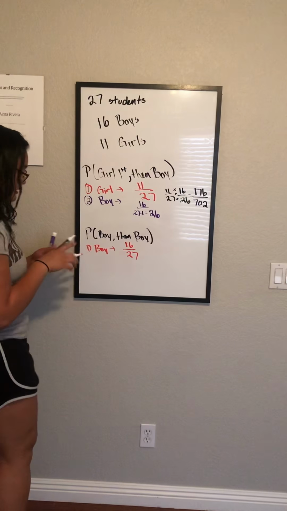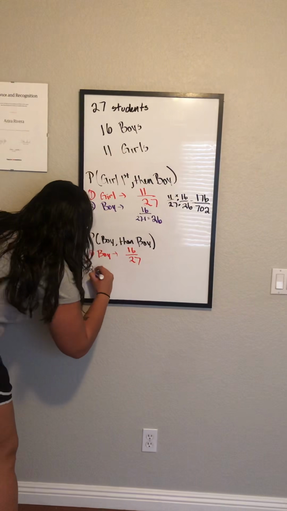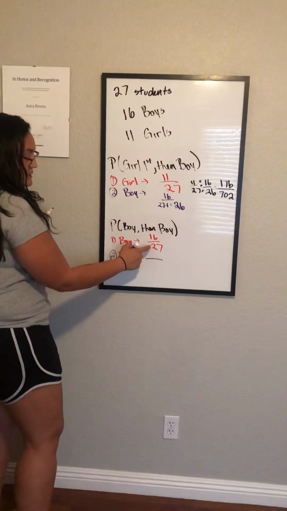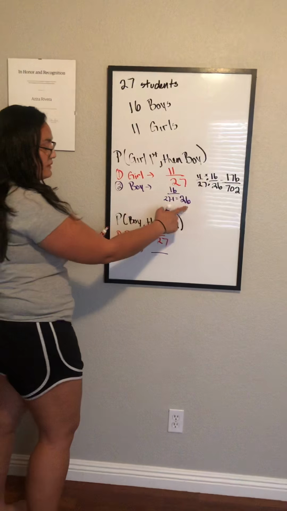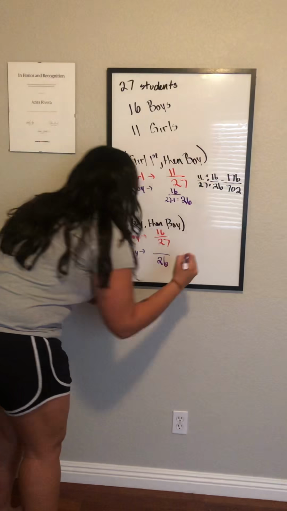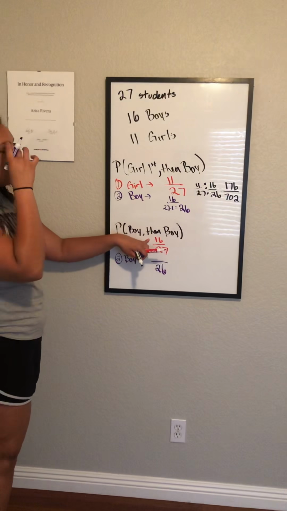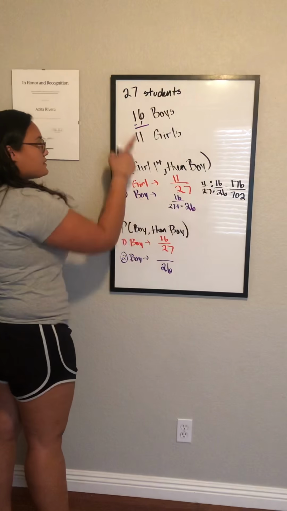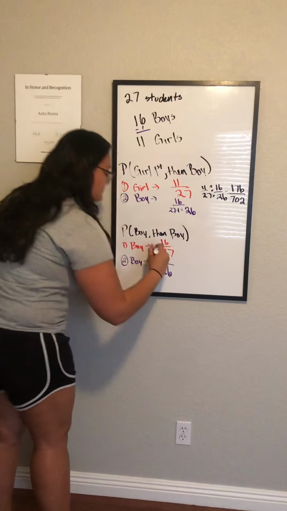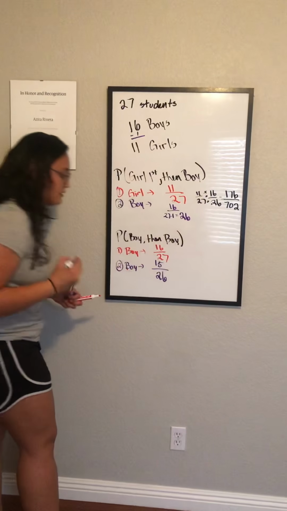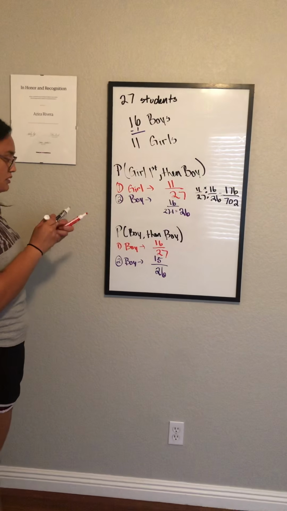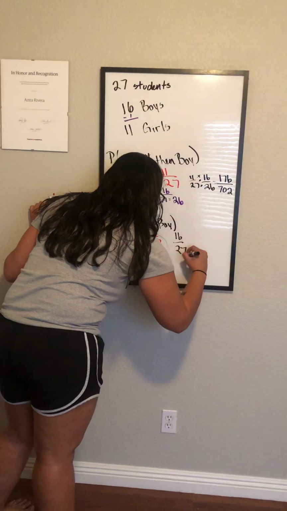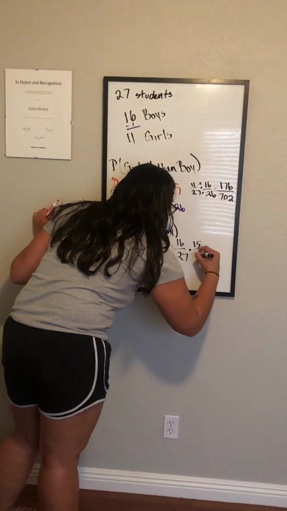What's gonna happen next though, is if I go to select another boy, not only is my sample space changing, so we already talked about that, my 27 is going to become 26, but now my number of boys has also changed. Because if I select one of them, then I have to take one of them away. So there's no longer 16, it's 16 minus 1, which means there's only 15 available boys for me to choose. Alright, so the two fractions we're going to multiply is 16 over 27 times 15 over 26.